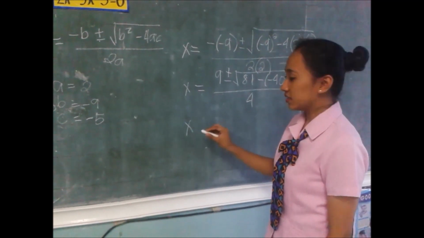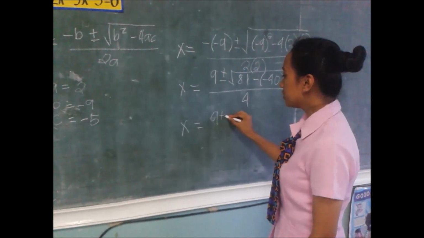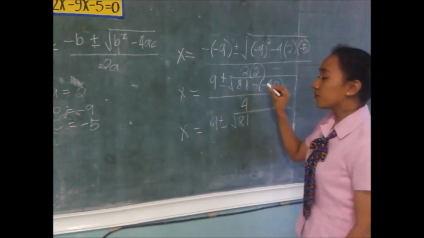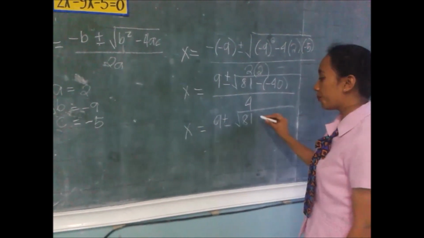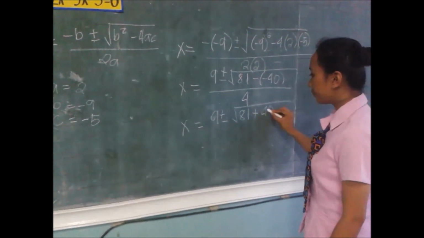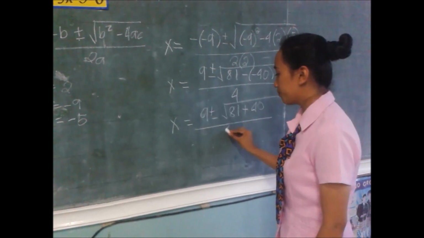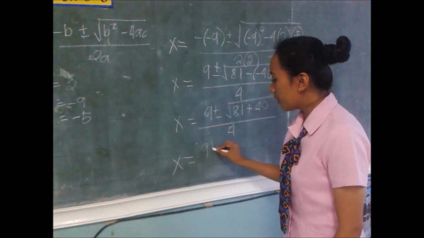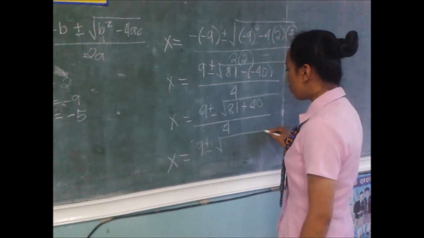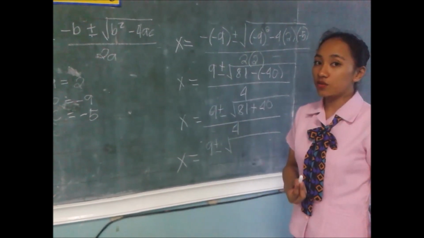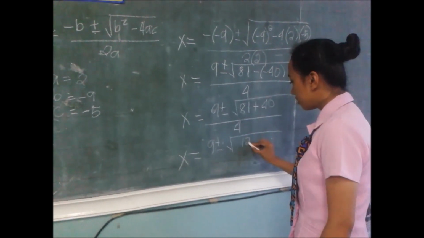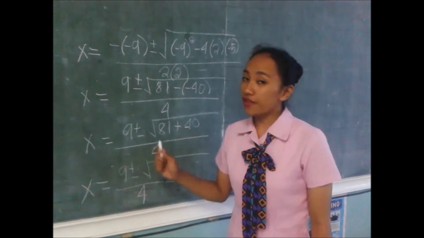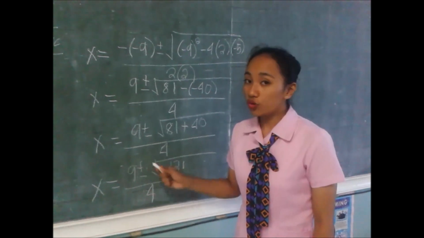We have now x is equal to 9 plus minus square root of 81. Negative times negative is equal to positive, so we have now plus 40 all over 4. Next, we have x is equal to 9 plus minus the square root of 81 plus 40 is equal to 121 all over 4. To get the values of x, we will now separate the two operations.